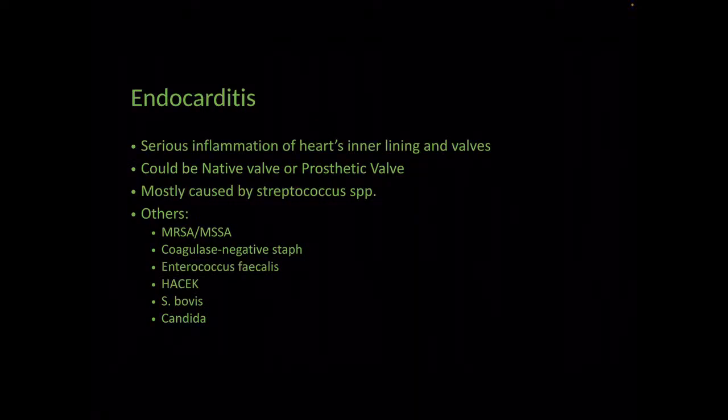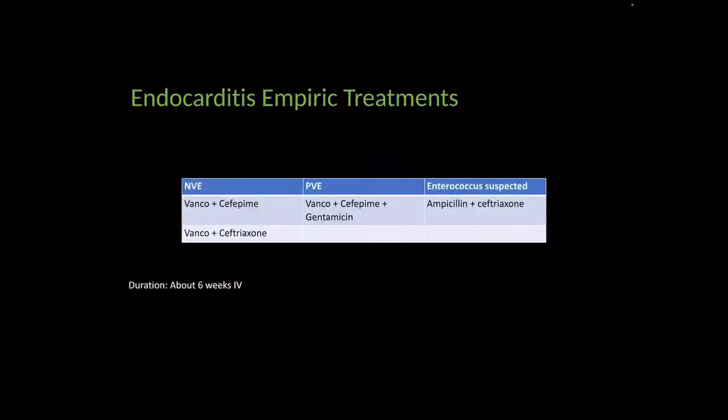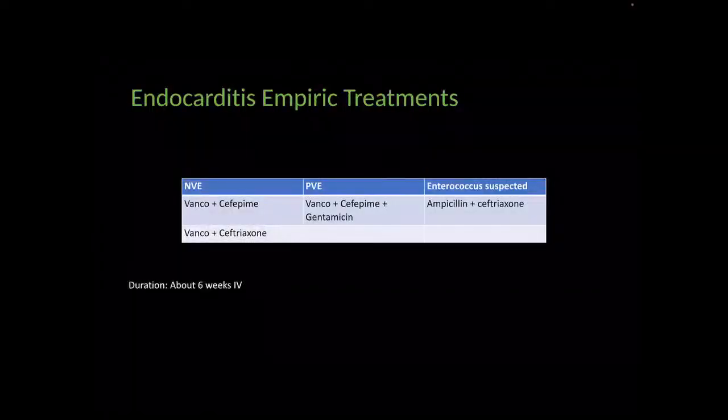There could be infections there, and it could be native valve or prosthetic valve, so it could be divided into either of these categories. So try to understand what type of infection and which one. Streptococci is usually more common. A patient with a native valve is going to need vancomycin or cefepime, so they might need some kind of coverage there, especially for something like MRSA. Look at the updated guidelines. Again, duration is about 6 weeks of IV therapy while on these antibiotics.